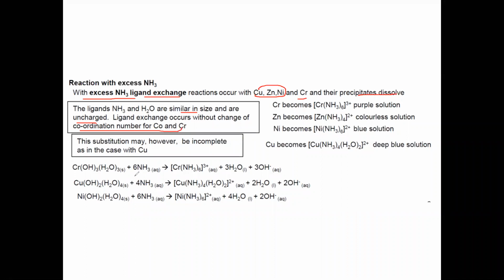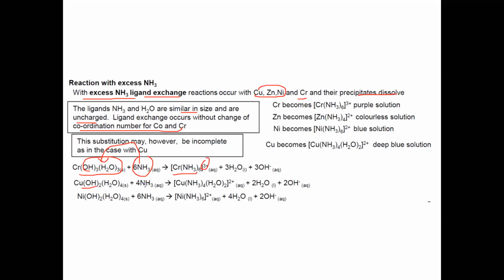For example, you have chromium(III) hydroxide, which is formed first when you add a small amount of aqueous ammonia. If you add an excess of aqueous ammonia, what happens? A ligand exchange means all these molecules are replaced by ammonia, and you can see here there's a charge on the complex. It shows that the precipitate will dissolve and it will form either a colored or a colorless solution.